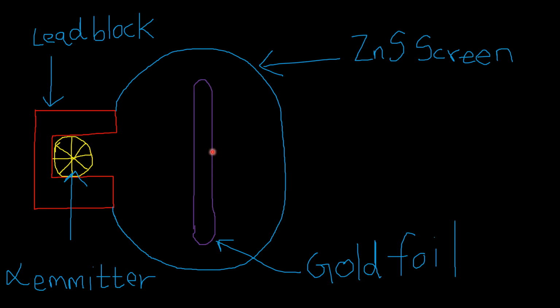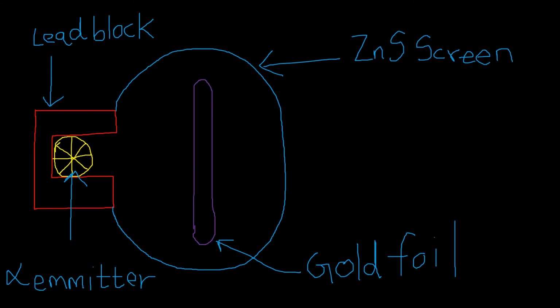Alpha particles cannot be observed, so we need something that can detect alpha particles. So we use a screen around the setup. This screen is made of zinc sulfide, hence it is known as a zinc sulfide screen. The part in purple is the gold foil.